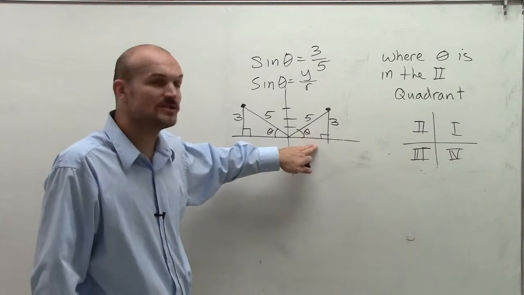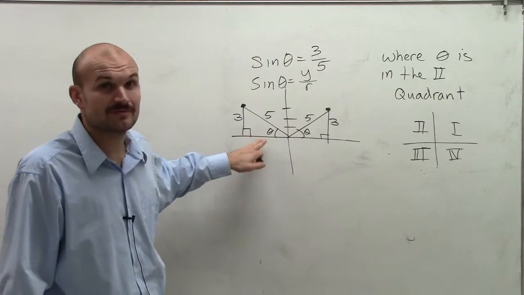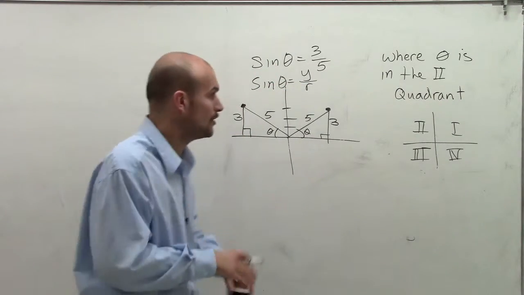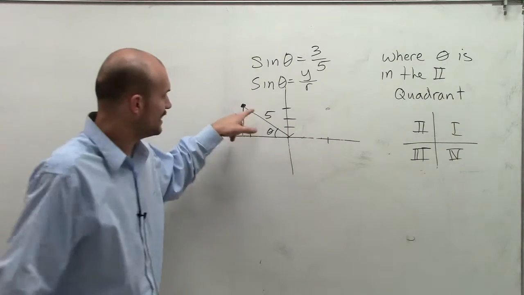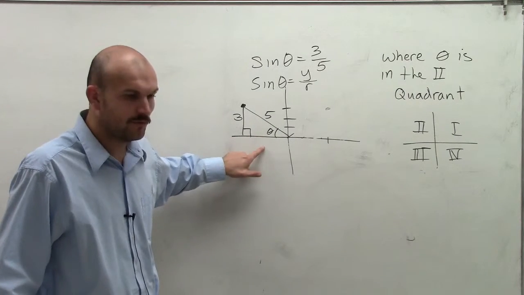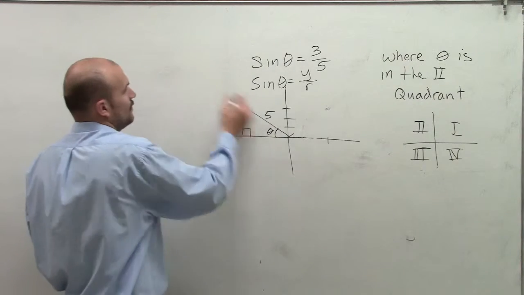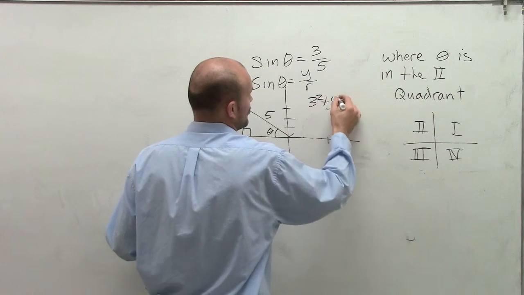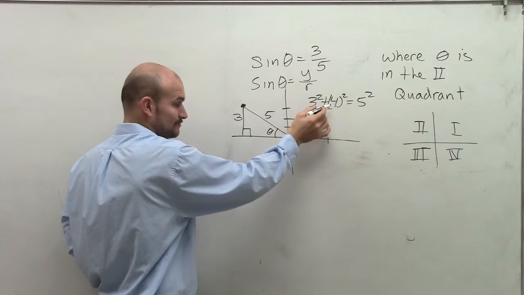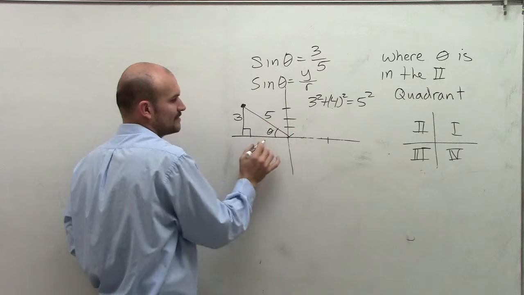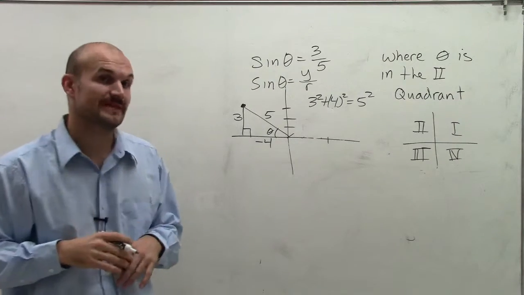What you notice is in the first quadrant, my x value is going to be positive. But in the second quadrant, my x value is going to be negative. So it's very important for you to be able to follow what the constraint is for the problem. Therefore, I need to determine what my x value is. I know that this is a Pythagorean triple, meaning that 3 squared plus 4 squared equals 5 squared. Therefore, I can use reasoning to say that this is going to be 4. However, since it's in the second quadrant, my x value is going to be negative 4.